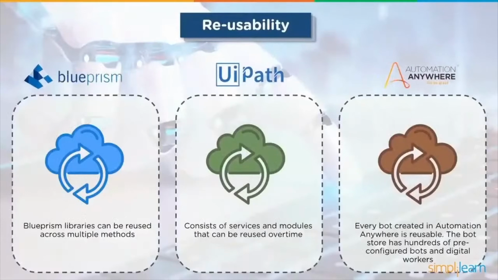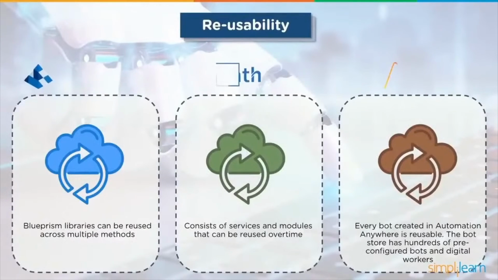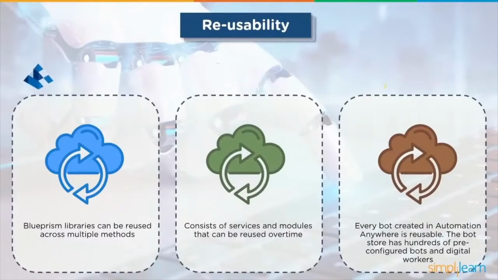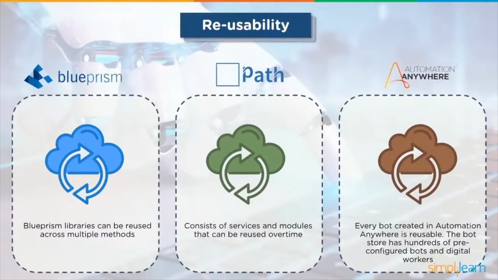Moving on to the next feature, reusability. Blueprism consists of a library of business objects that can be reused across multiple methods. It also offers high reliability. In the case of UiPath, the processes can be used for various synthesis services with several workflow modules. As a result, UiPath offers a high degree of reusability and moderate reliability.